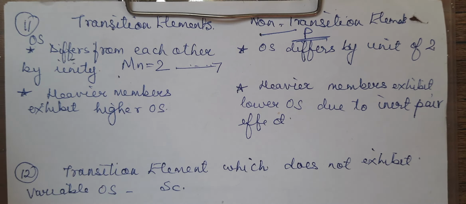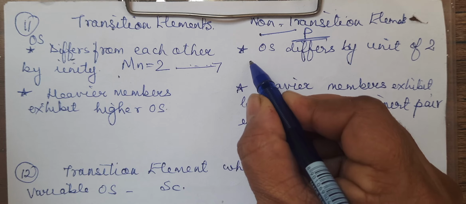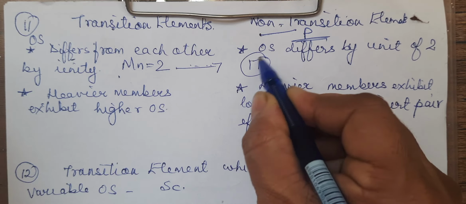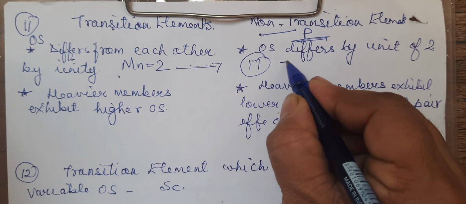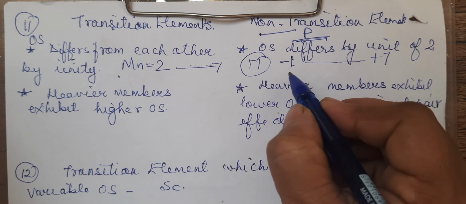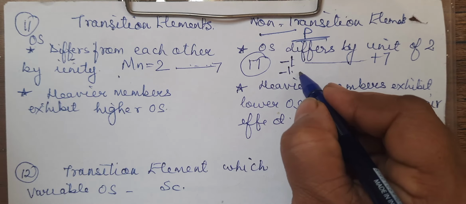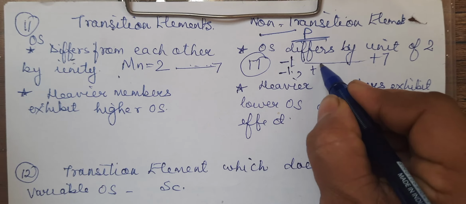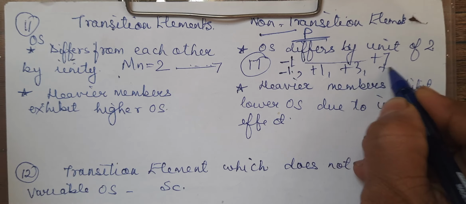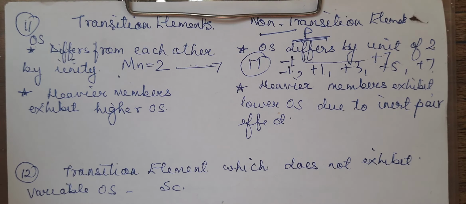They differ by 2. Like for example, if you say halogens, 17 group elements will exhibit the oxidation states. The range we are saying is -7 to +7. But what are the common oxidation states they exhibit? -1, that is the normal one. Then you say +1, +3, +5, +7. Right, that we have already discussed in the p block elements. Why are they exhibiting like that? Because more unpaired electrons they have to be created.